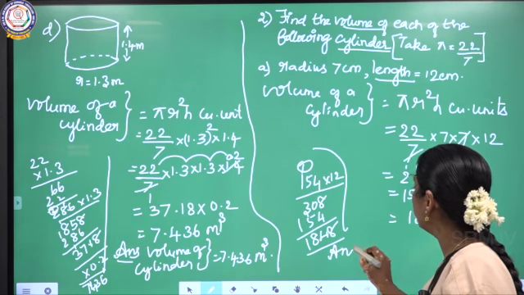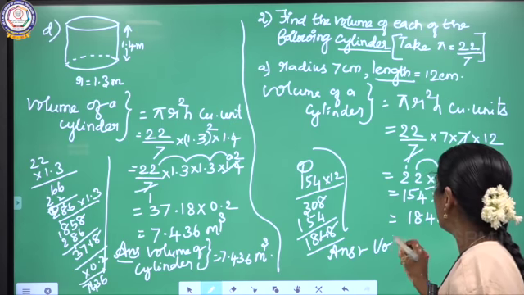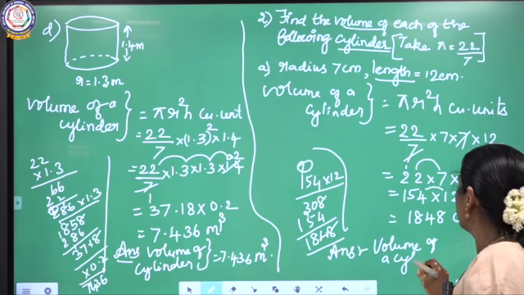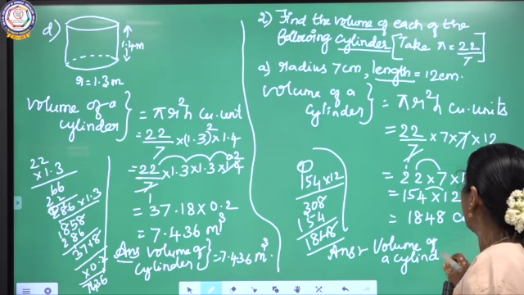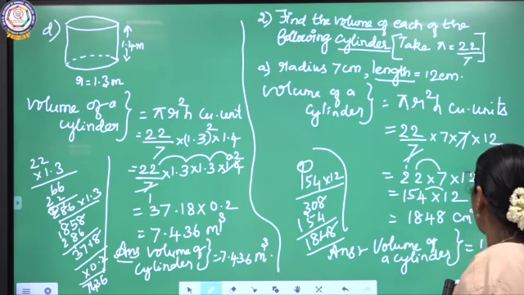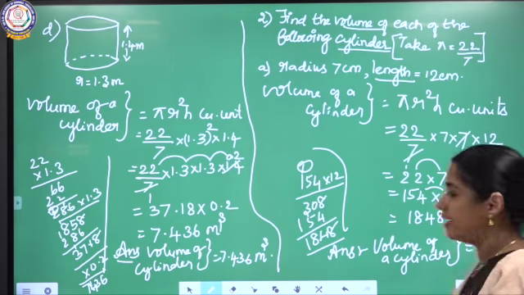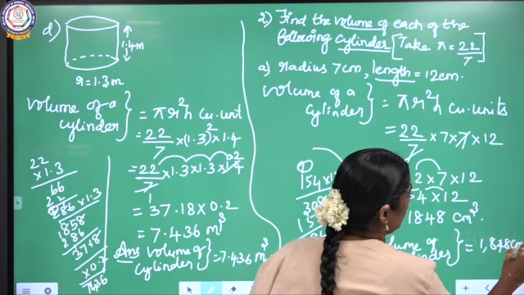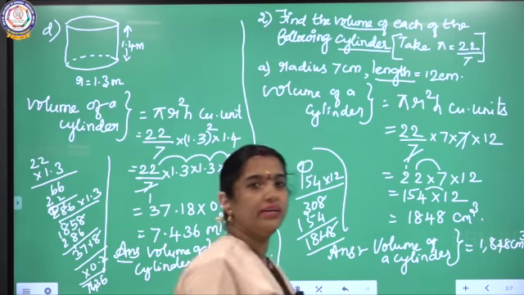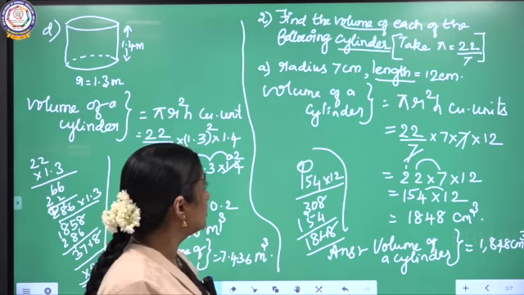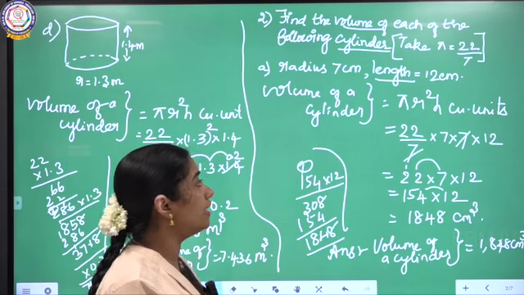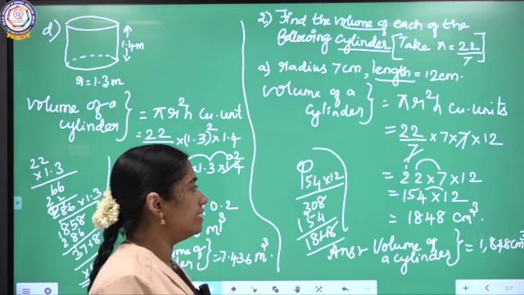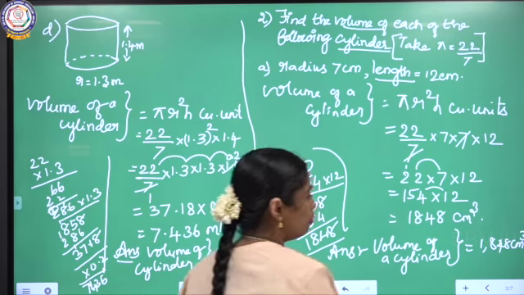Now I am going to write the answer. Volume of a cylinder is equal to 1848 centimeter cube. Got it? So the radius, length is what here? Height. Just substitute in the formula and then simplify. Shall I move on to the next sum?